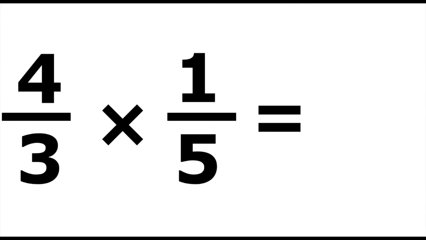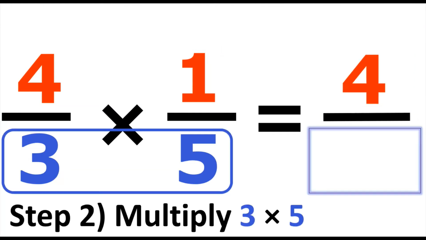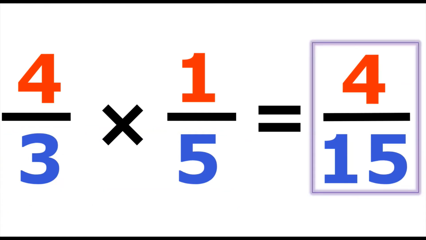Example number 7. We have 4 over 3 times 1 over 5. Multiplying straight across using the numerators, we have 4 times 1, which gives us 4. At the bottom, our denominators are 3 and 5. So we multiply them together. We have 3 times 5, which is 15. So our answer is 4 over 15.